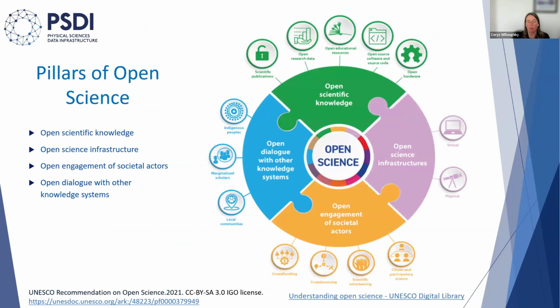So there are four pillars of open science. The first one we've talked about is open scientific knowledge. This means things like publications, research data, even educational resources and software, so that everybody can have access to these things that enable them to do research and use this knowledge. There are also open science infrastructures, and these are both physical and digital.